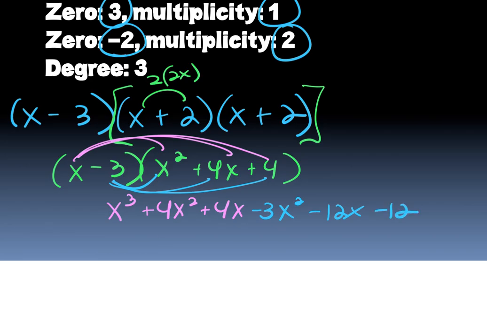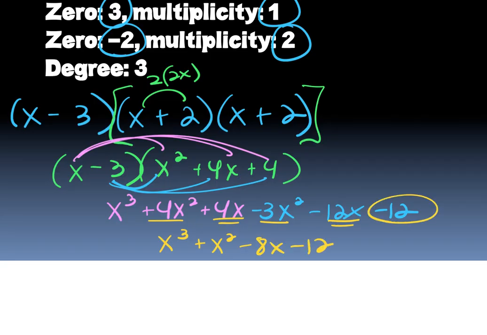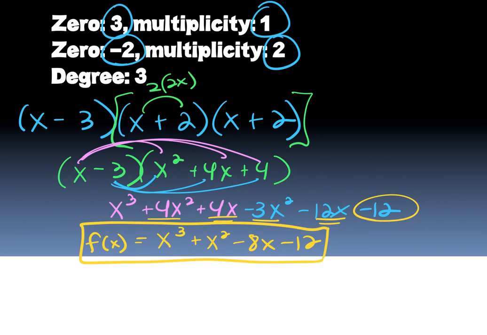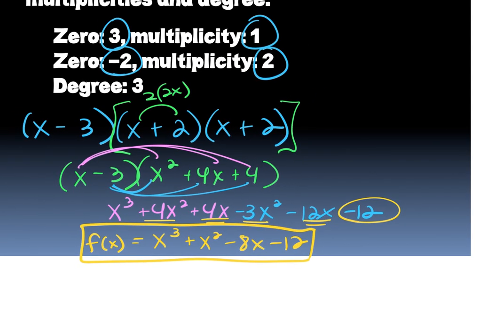And then combine your like terms. X to the third. There are 2x squareds, positive 4 and negative 3, so positive x squared. There are 2x to the first, positive 4x and negative 12x, so negative 8x, and one constant, minus 12, equals f of x. And then use your checks. Is this a degree of 3? Yes. Does it have a leading coefficient of 1? Also, yes. Good so far? Good, you're done.